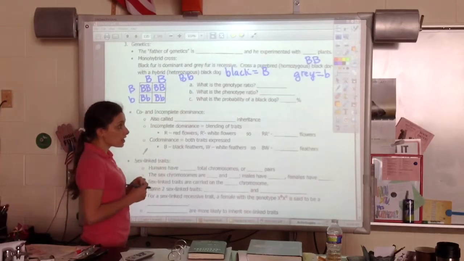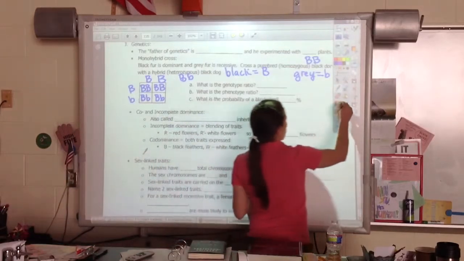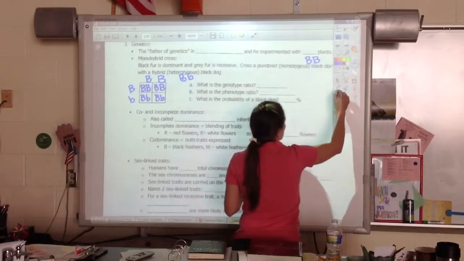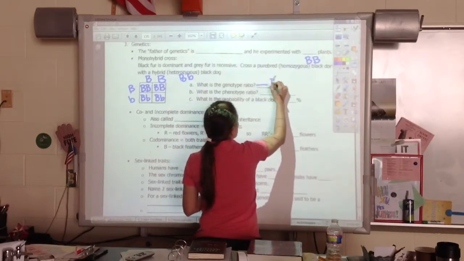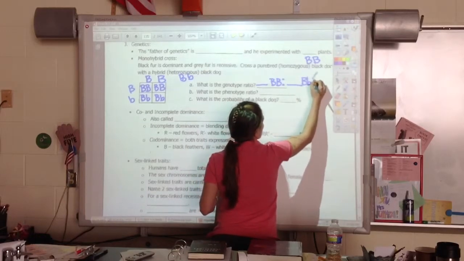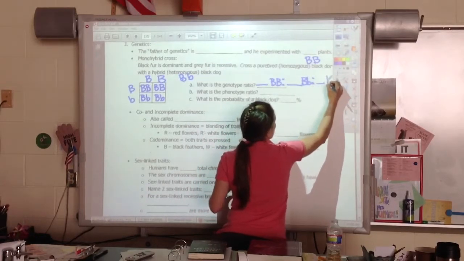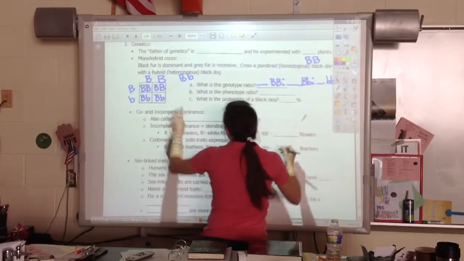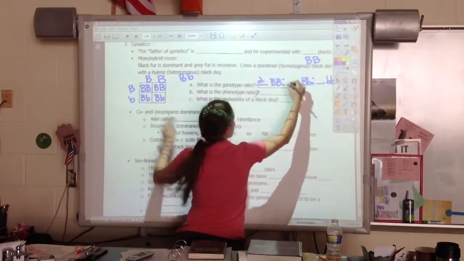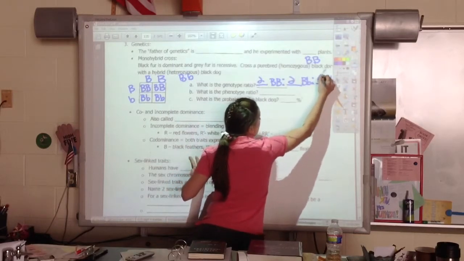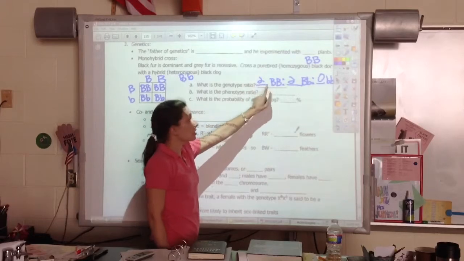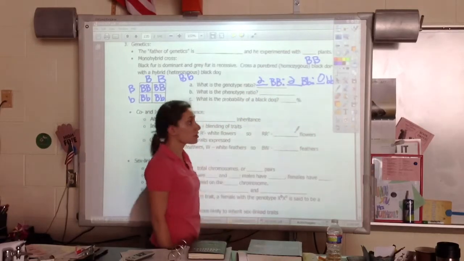The genotype ratio will actually compare the number of big B, big Bs, to the number of big B, little b's, to the number of little b, little b's. Well, we had two big B, big B's, two heterozygotes, and no homozygous recessive. And so we use those genotypes to hold the place.